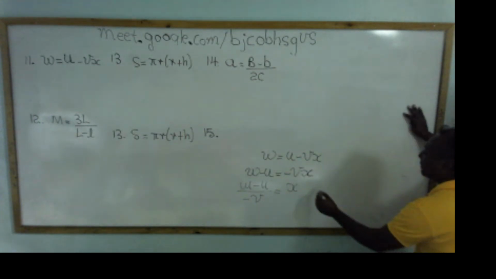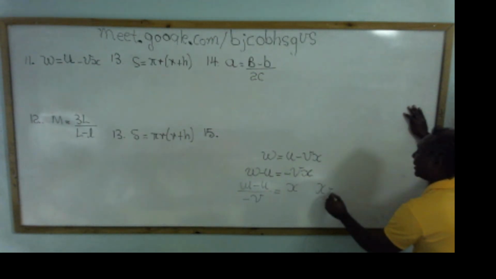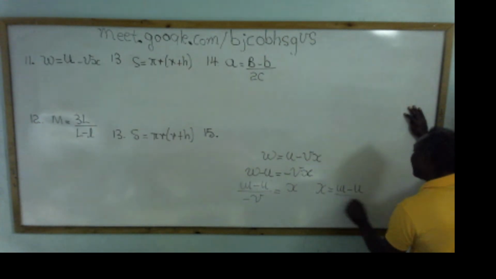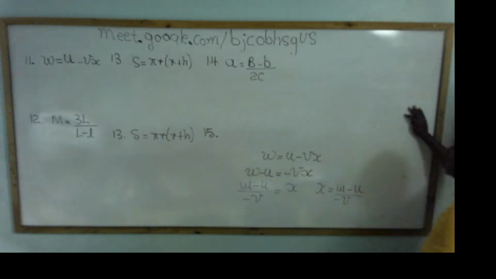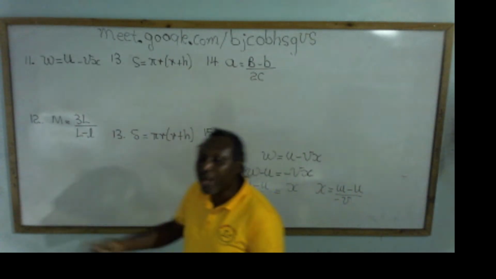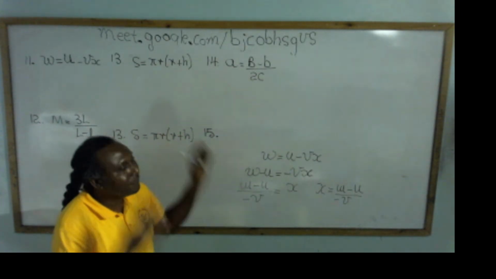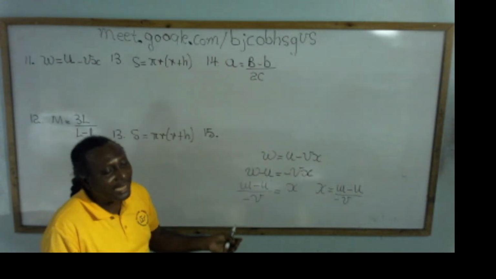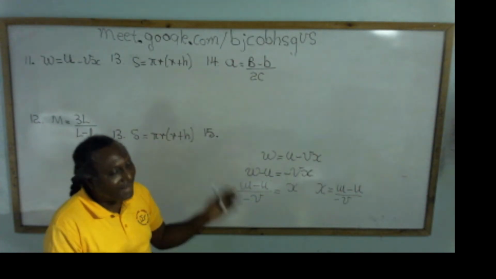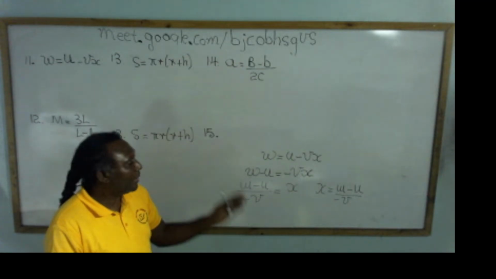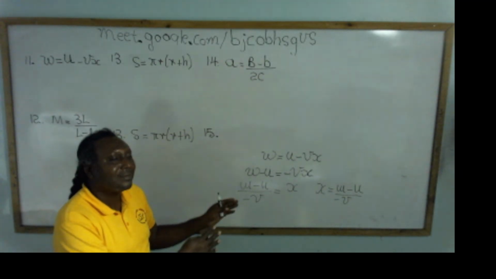And of course what you're going to have is what? X is equal to W minus U over negative V. And if you do that in an examination in which you are required to write out your answer like that, if the problem is worth 15 marks, you will get all 15 marks.